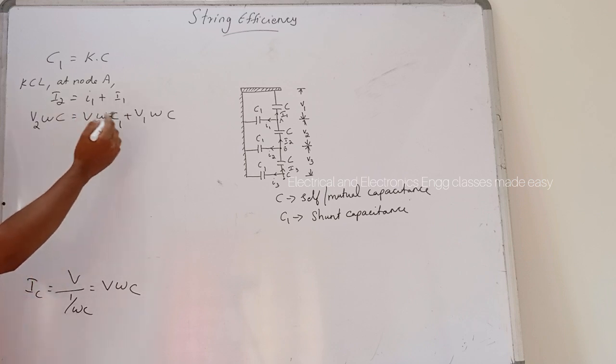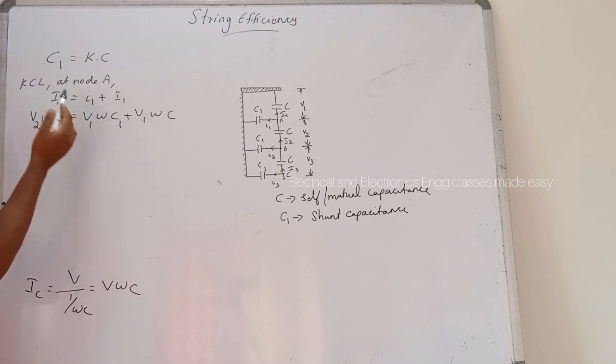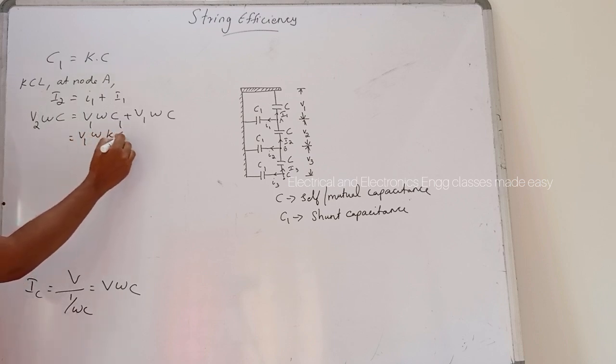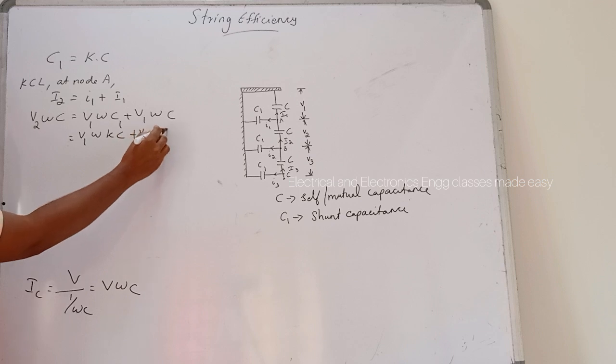Now, we can rearrange this. That is, put the value of C1 as K into C. So we will get V1 omega K C plus V1 omega C.